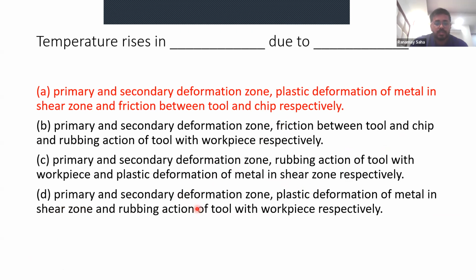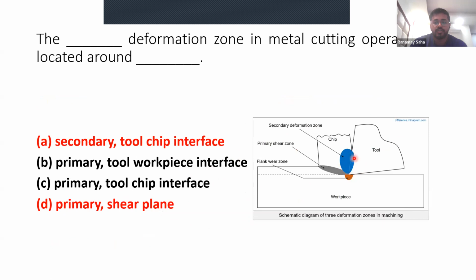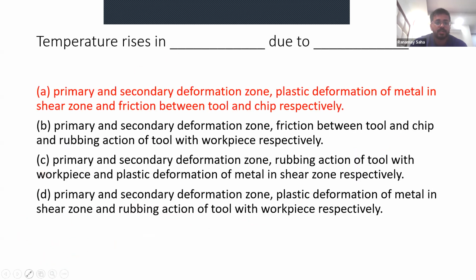And then option D says plastic deformation of metal in the shear zone being the primary, that's correct. And then secondary is between tool and workpiece. No, it is between the tool and chip, right? So this blue region here. So option A becomes the correct one then. I hope that's clear.